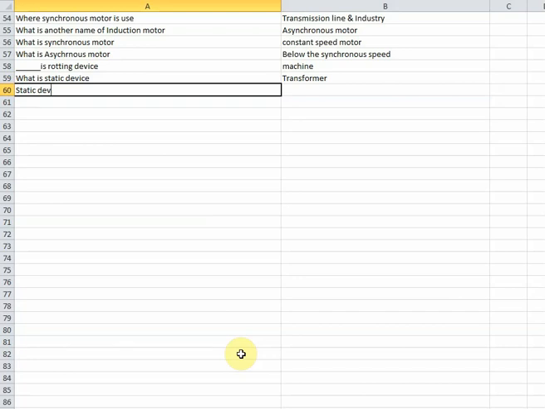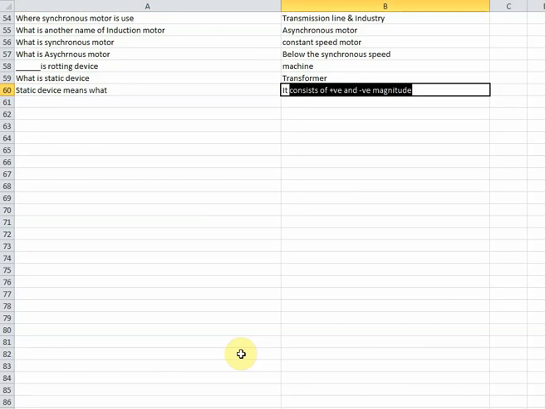Static device means what? Does not rotate.